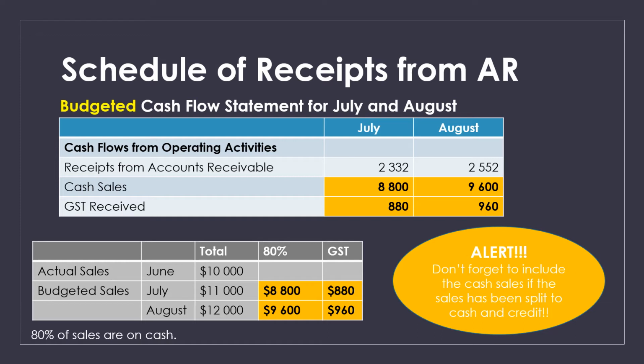Based on the information we were given, we are told that 80% of the sales are expected to be on cash. Based on the budgeted sales for July of $11,000, we therefore expect 80%, which is $8,800, to be cash sales, and the GST on the cash sale is $880. We report these amounts in the budgeted cash flow statement for July. We do the same thing for August.